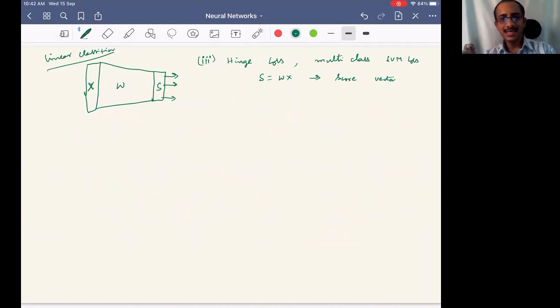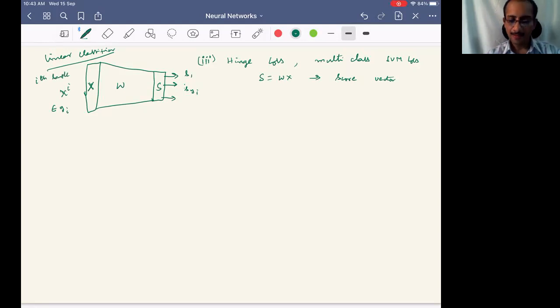It doesn't try to match the output variables with the target variables. That's not the main aim of this hinge loss or multi-class SVM loss. What it tries to do is, say we have S1 up to S_yi for a given sample Xi. So let Xi be a sample belonging to the yi class.